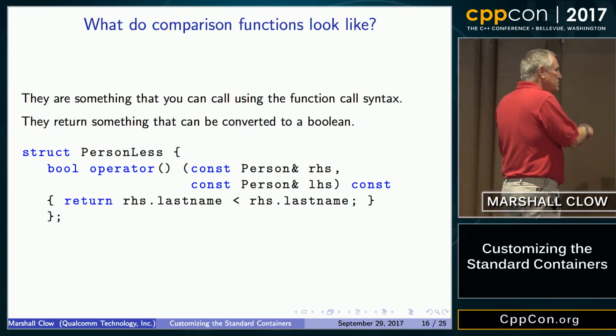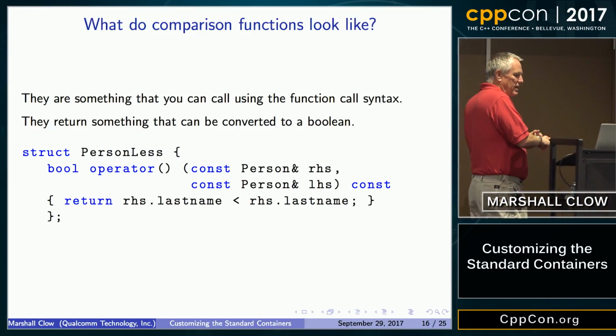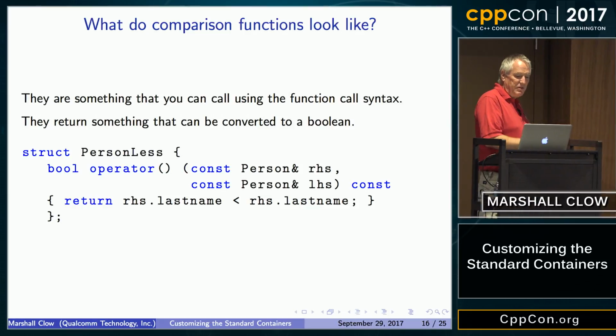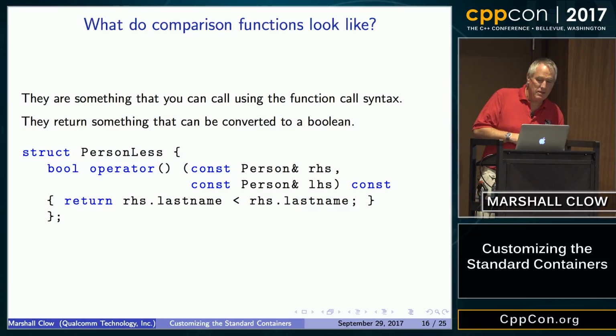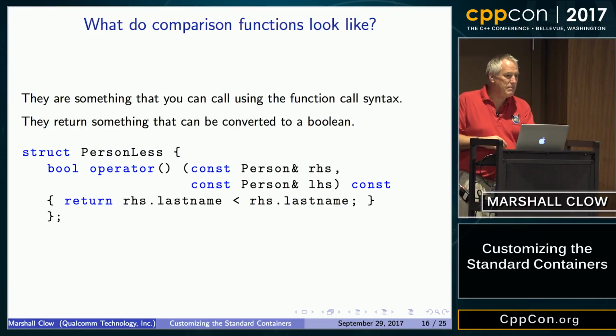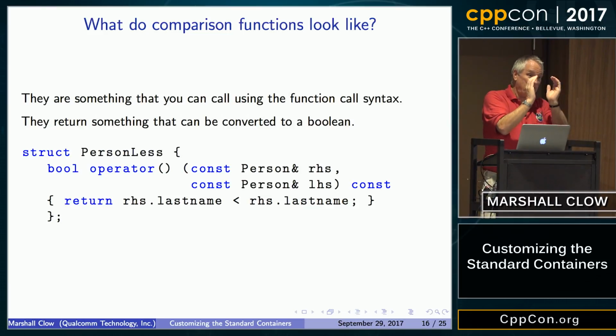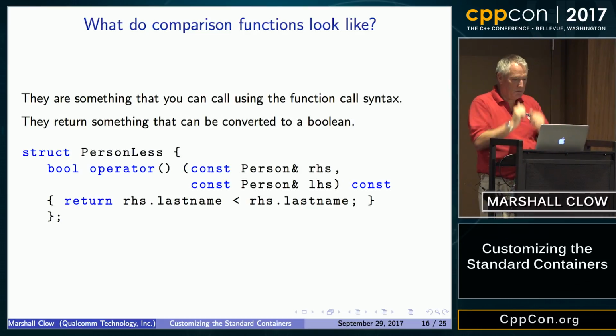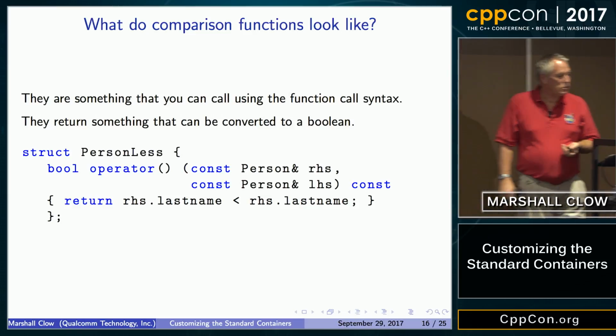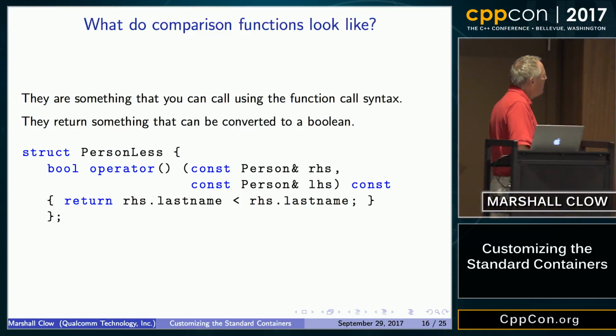This can be a lambda. This can be a functor. This could be a std::function. This can be a pointer to function. Doesn't matter. The point is, can they be called like they were a function? That's kind of the definition of a functor. It's something that can be called with procedure call syntax. Okay, so a couple of things to note.